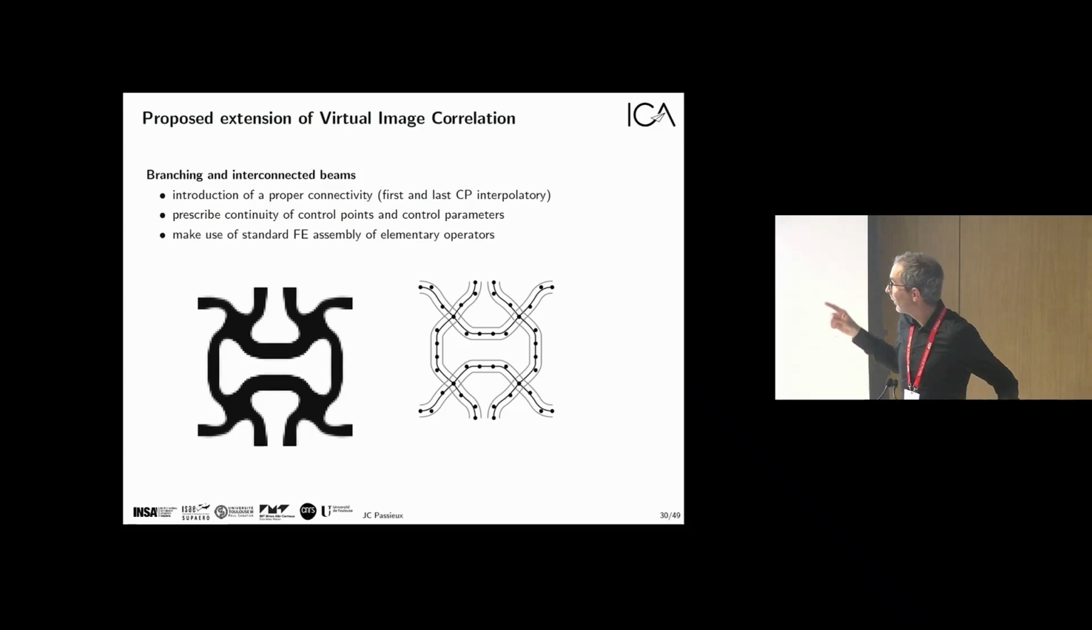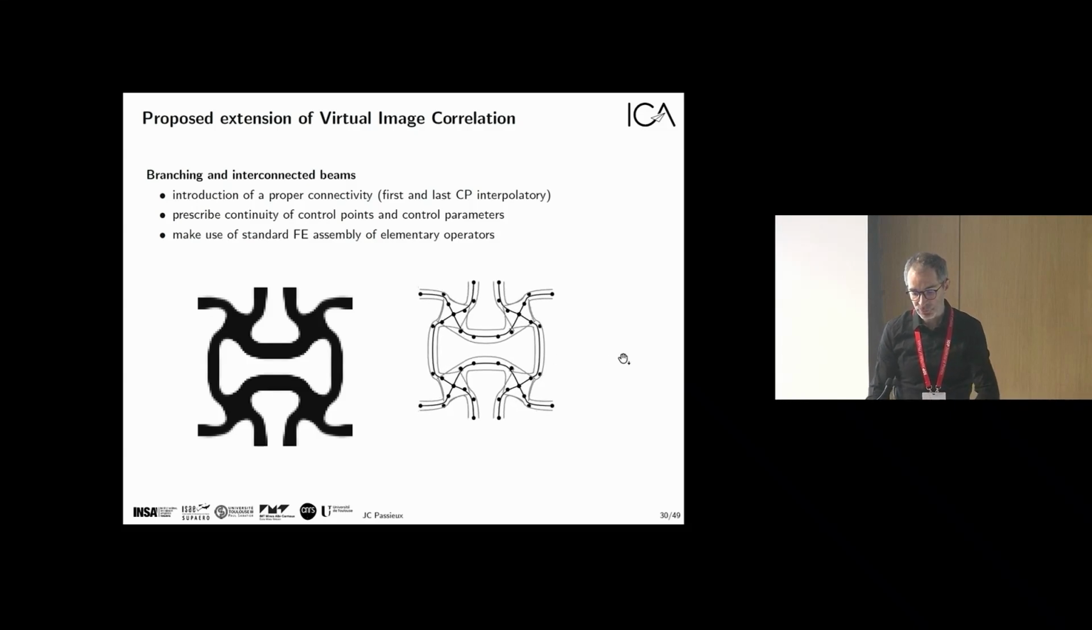Now, an example which is a bit more complex with multiple beams connected. In fact, what I do is that I perform one digital virtual image correlation for each strut of this sample, and they are connected through, like what we do in finite element assembly. We ensure the continuity of the beam by prescribing that the control points at the vertices are the same, and also we ensure continuity of the thickness. And this is an animation of what we obtain.